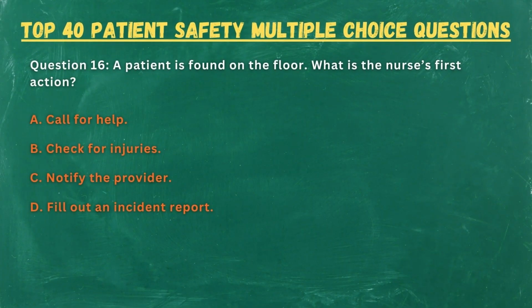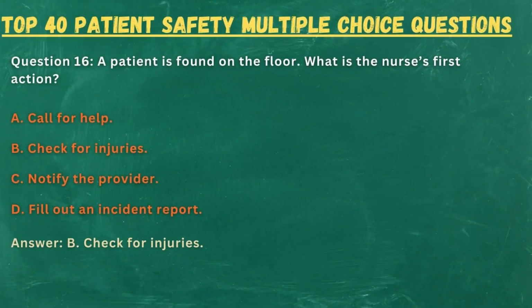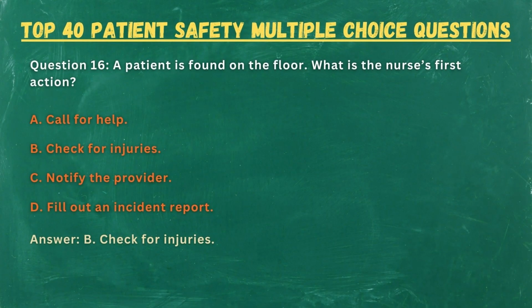Question 16. A patient is found on the floor. What is the nurse's first action? A. Call for help. B. Check for injuries. C. Notify the provider. D. Fill out an incident report. Answer: B. Check for injuries.